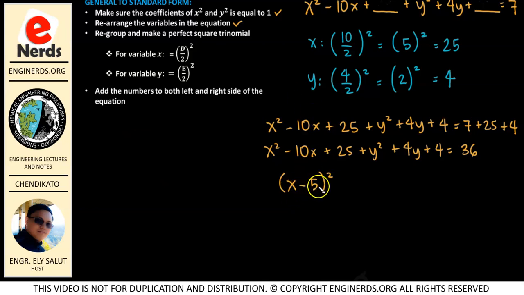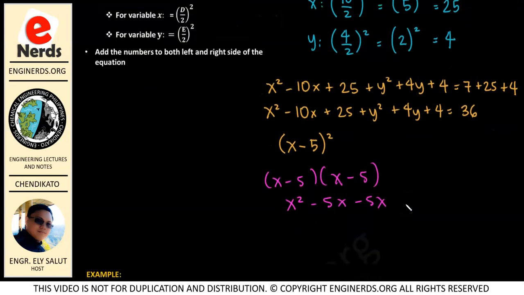So, x minus 5 squared should be equal to x squared minus 10x plus 25, no? So, we have x minus 5 times x minus 5. So, we will use FOIL method. X times x is x squared. X times negative 5 is negative 5x. Negative 5 times x is negative 5x. Negative 5 times negative 5 is equal to positive 25.